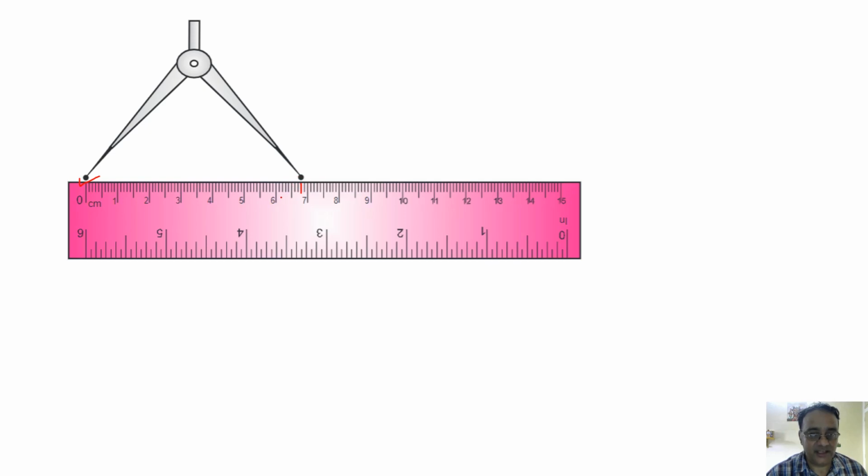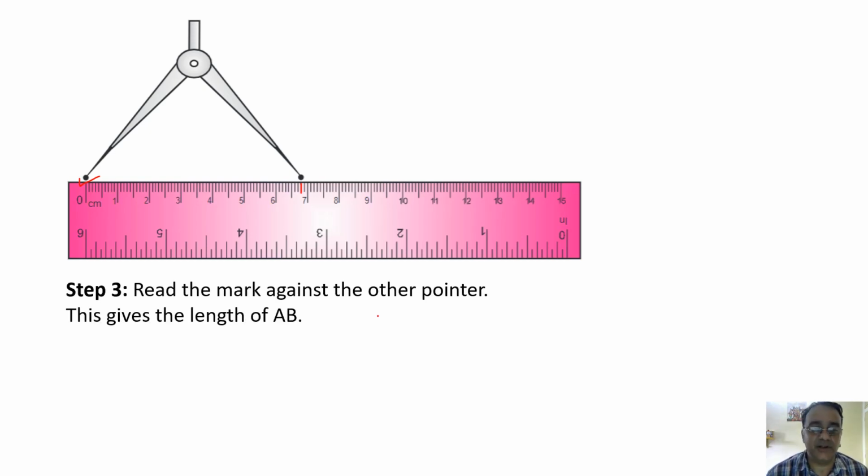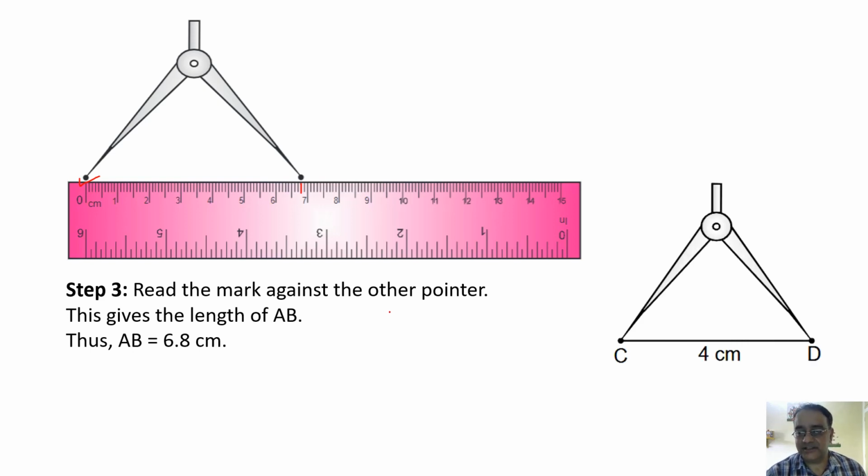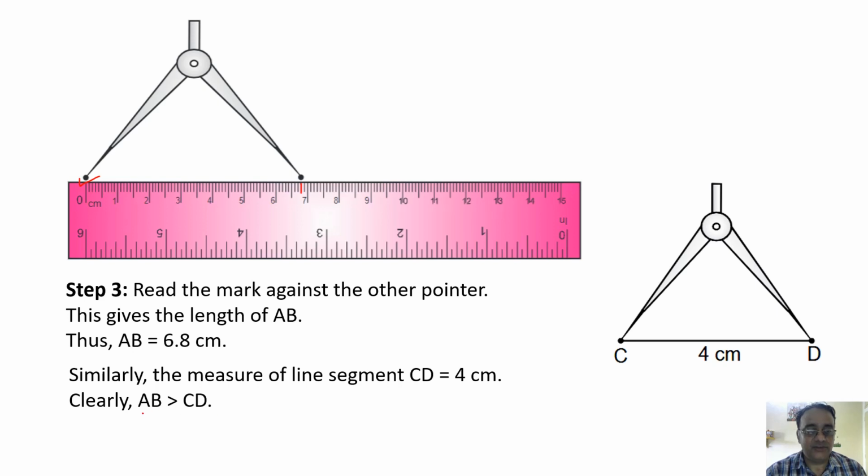After 6, see how many equal scale divisions: 1 2 3 4 5 6 7 8, right, very good. So this is equal to 6.8 centimeters. Now read the mark against the other pointer. This gives the length of AB, and thus AB is equal to 6.8 centimeters. Similarly, we measure CD. CD is equal to 4 centimeters. So we conclude that AB is greater than CD. This is the method to measure line segments using a divider and to compare two line segments.